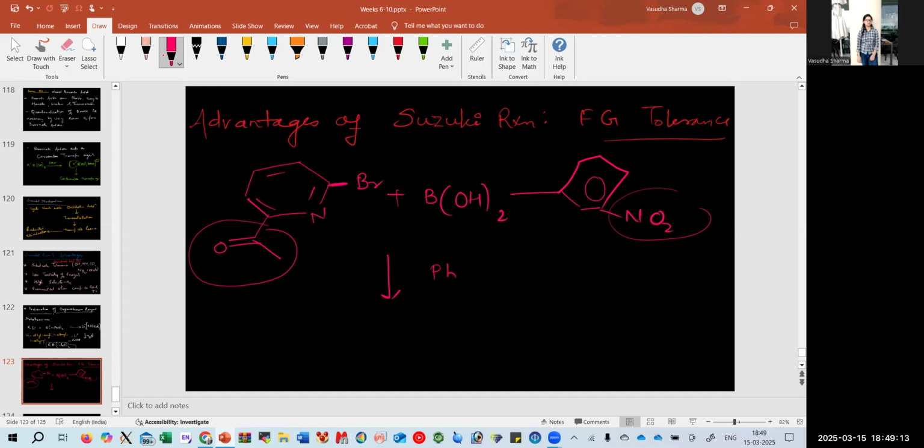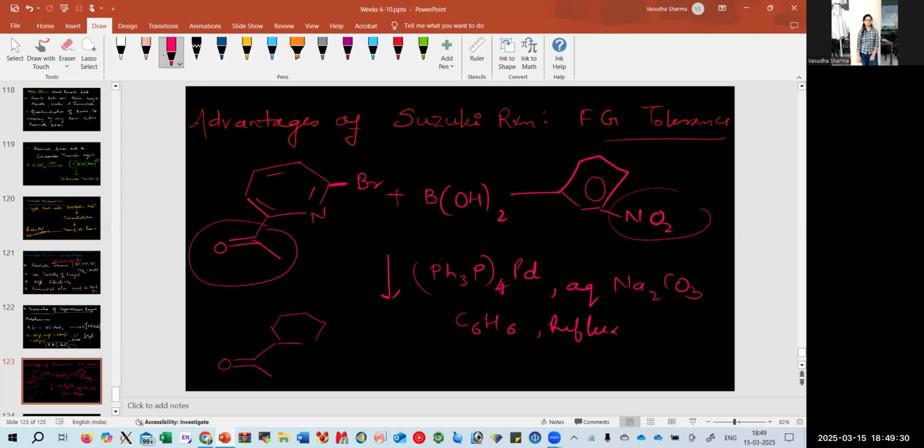This is happening in the presence of PPh3, palladium, base, sodium carbonate, benzene solvent, and refluxing, which would end up giving you a bond between these two aryl moieties having functional groups with a 73% yield.